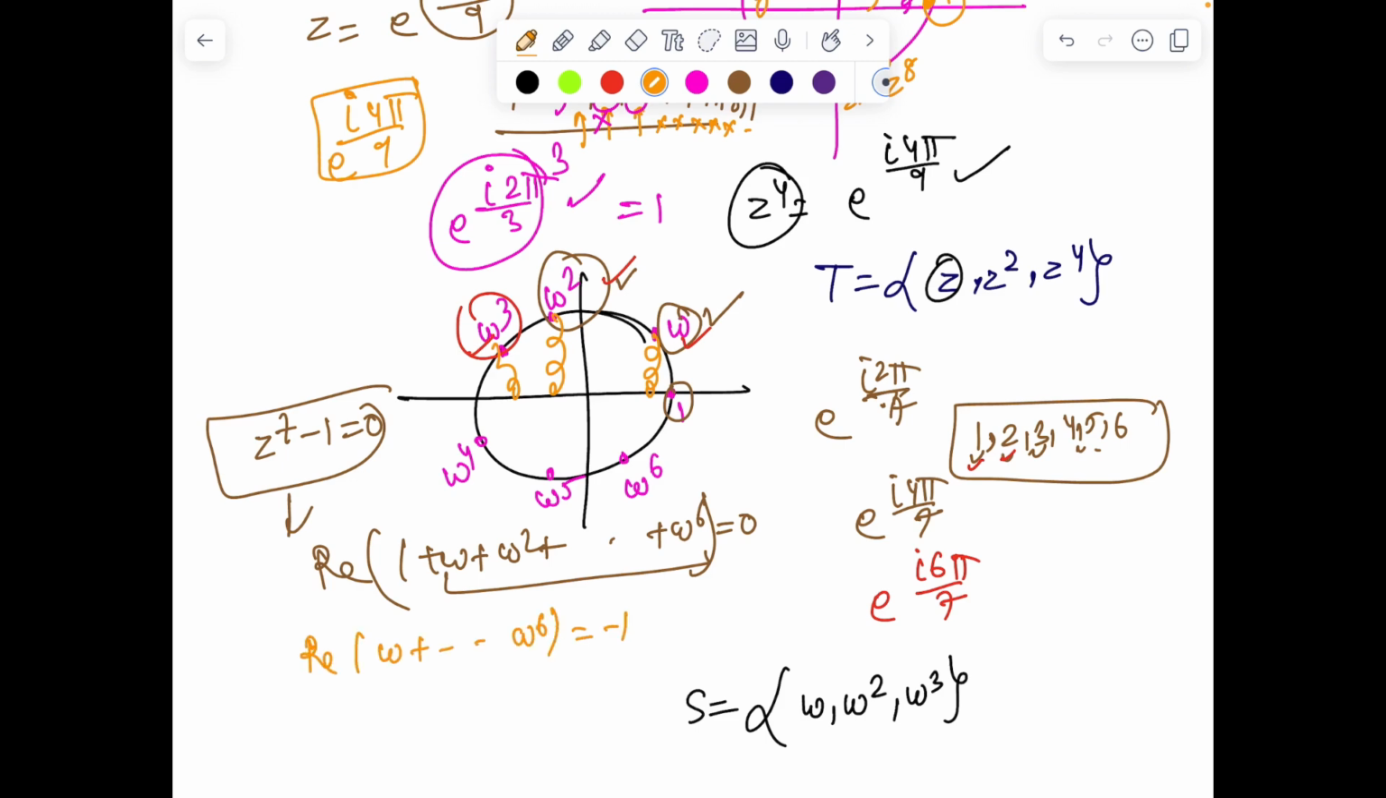And since real part is distributive, so real part of w to w6 is equals minus 1. Now you know real part of w, let's call it w, is same as w6 because they are conjugate. And omega square real part will be same as omega 5. Omega cube real part is same as omega 4 because they are conjugate pair. This you can prove in many ways. Since omega 7 is 1, so I can tell omega can be written as 1 by omega 6.